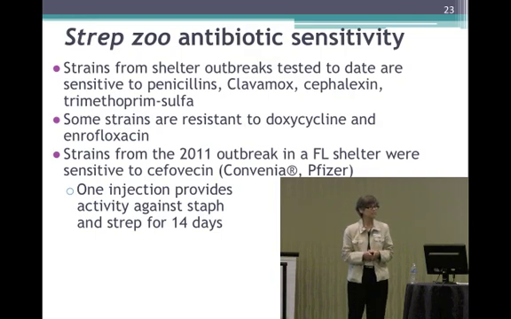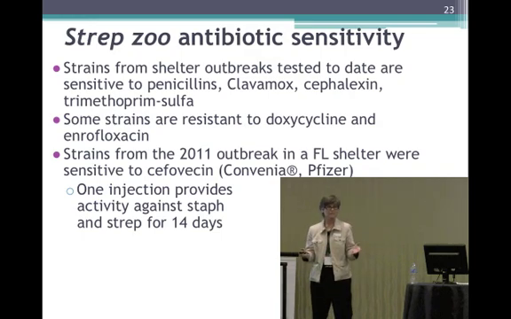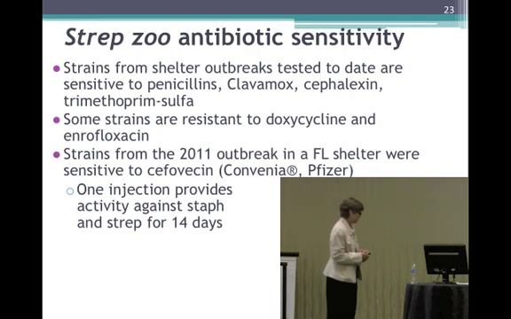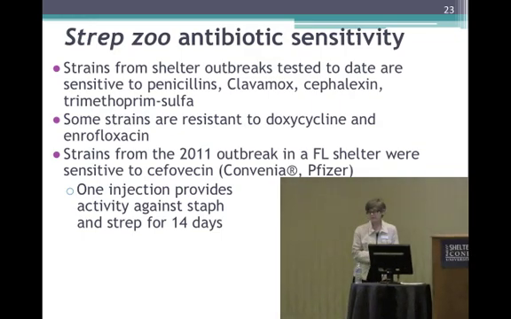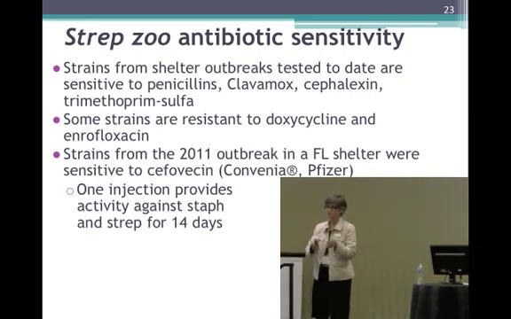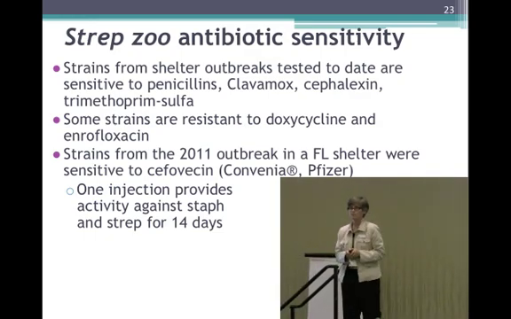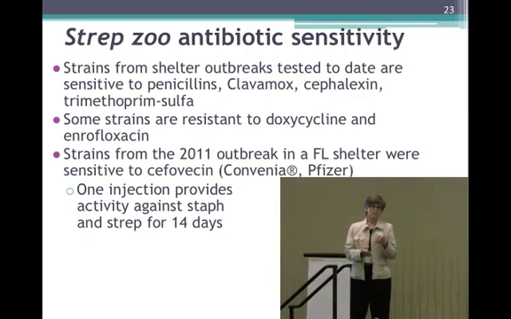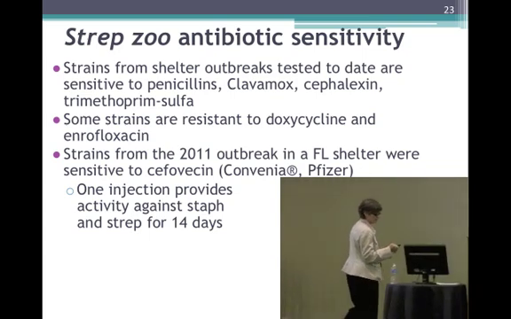What if you have 400 dogs to treat? Or to give them Clavamox twice a day, which would be horribly expensive, or even cephalexin twice a day, which would be cheaper. But again, look at the labor and look at the chance for cross-contamination of dogs as you move from dog to dog to dog, treating them once or twice a day for days on end. So remember Convenia.